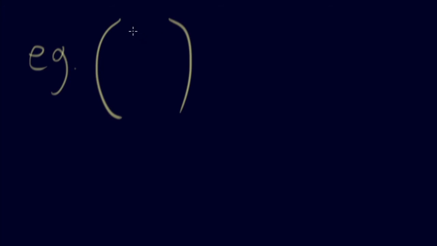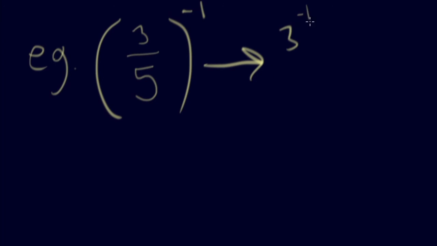Okay, so these ones involve brackets. We'll start out nice and easy, and I'll show you some different ways that you can look at this. If you have 3/5 to the power of -1, and the -1 is outside the brackets, remember our rule is that the exponent would apply to the numerator and the denominator. So this would really be 3 to the -1 over 5 to the -1 like that.